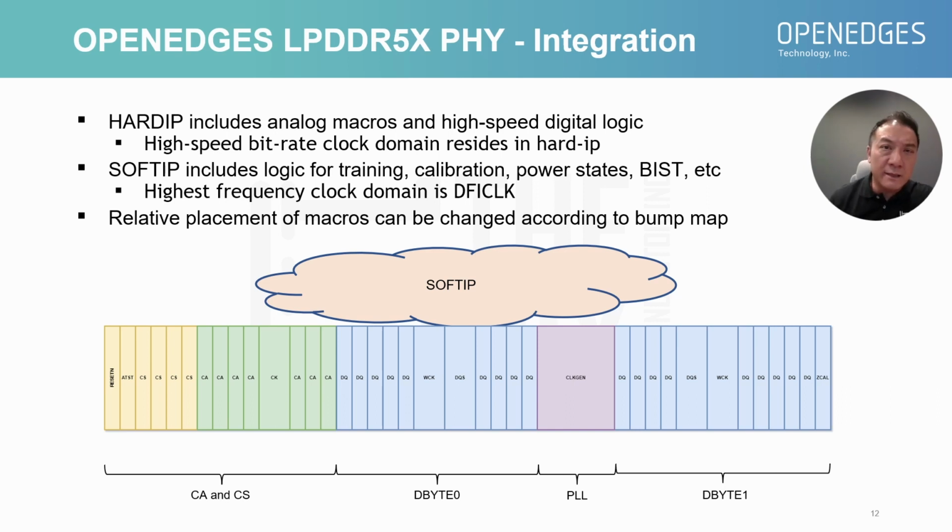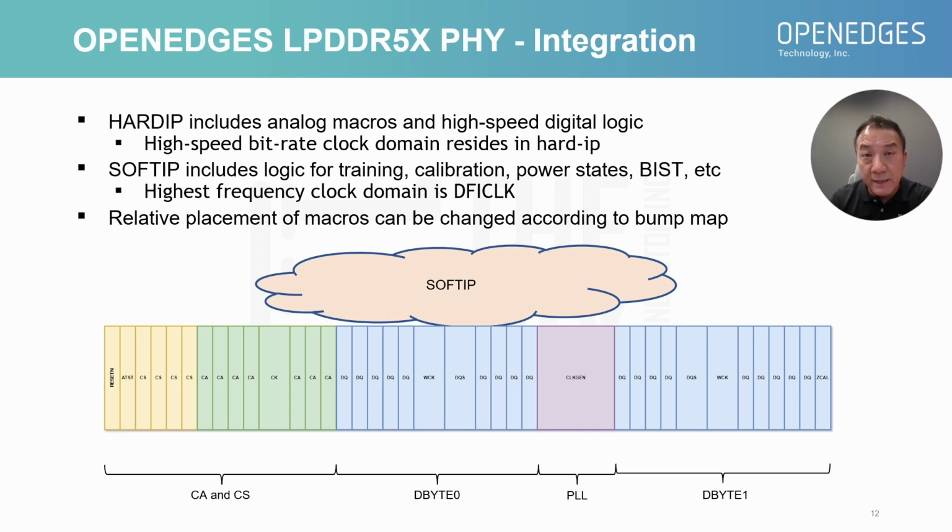Next, let's take a look at the physical construction and integration of OPENEDGES LPDDR5X PHY. The PHY is made up of the soft IP and hard IPs. So illustrated in this picture, the soft IP is delivered as RTL, and the highest frequency clock in the soft IP is the DFI clock. The dimensions and physical design can change based on customers' configuration and requirements. The soft IP talks to the hard IP, which is made up of a collection of paths, lanes, and macros.